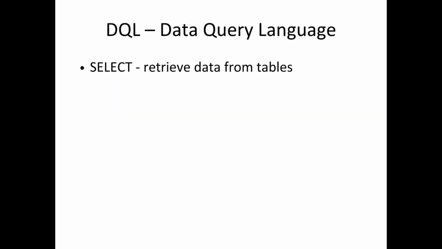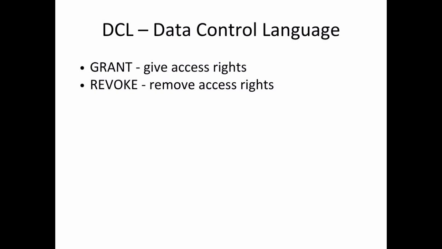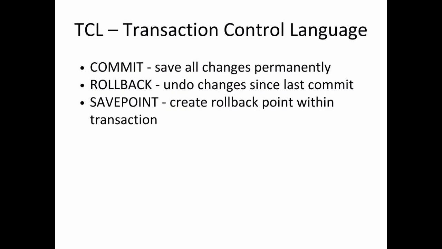For data query language, to query, you can easily use select. You can do something like select or retrieve data, one or two data from the database, like select everything from the total database, or select particular things like name, age from the database where a particular grade is a particular amount. Then we have data control language, which is used to grant and revoke, and we have things like that.